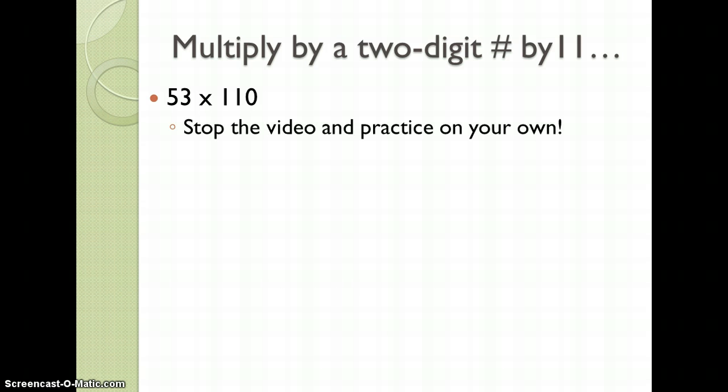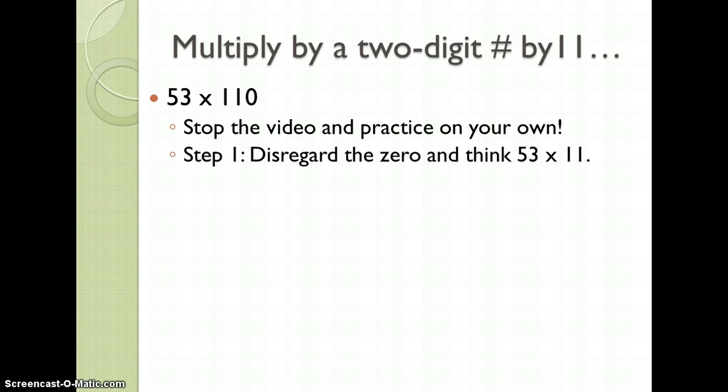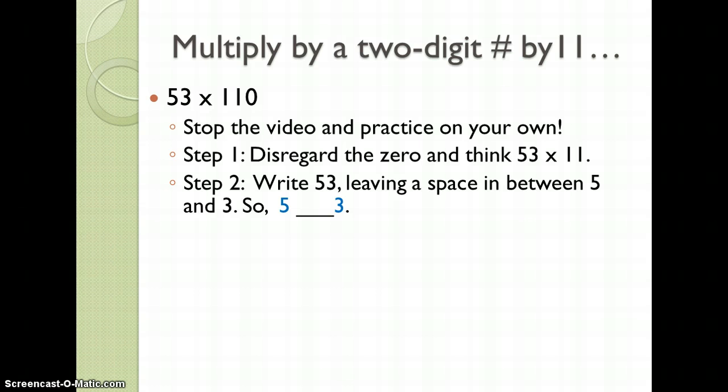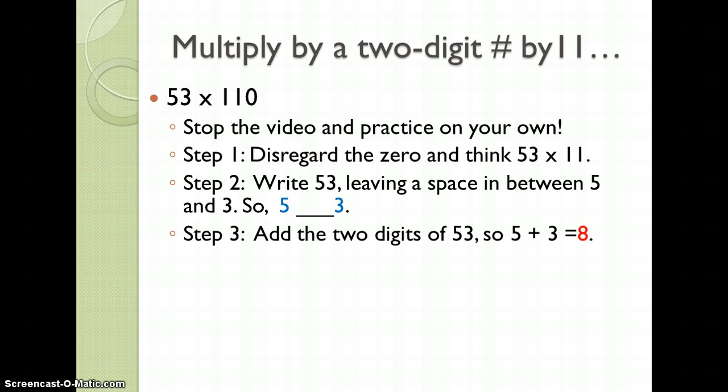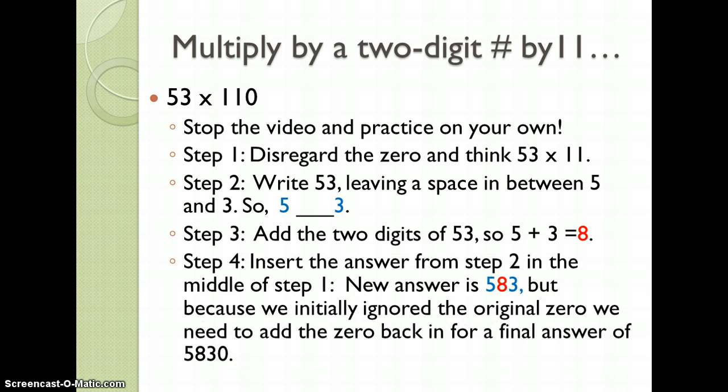53 times 110. Stop the video and practice on your own. Disregard 0 and we're going to think 53 times 11. We're going to write 53, leaving a space in between 5 and 3. So 5 space 3. Add the two digits of 53. So 5 plus 3 is 8. Insert the answer from step 2 in the middle of step 1, except this time step 3 into step 2. Our new answer is 583. But because we initially ignored the original 0, we need to add that 0 back in for a final answer of 5,830.